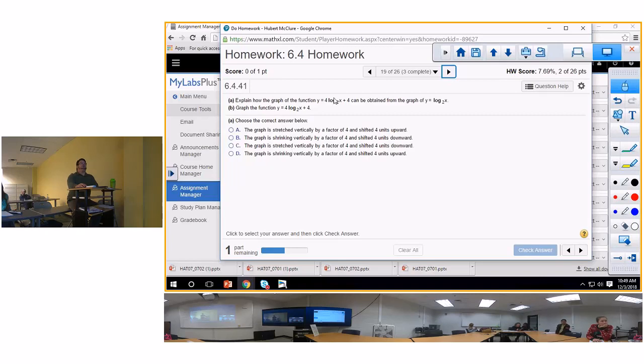What does this one do? Explain how the graph of the first function can be obtained from the second. The x does not have the 4 with it, so that's a vertical shift of 4 up, and it's also compressed 4. If it's compressed along the x-axis, that means it's stretched along the y-axis. It says stretch vertically and stretch vertically, so it's either A or C, and it is A. So that's doable, but let's see what the graphing does.